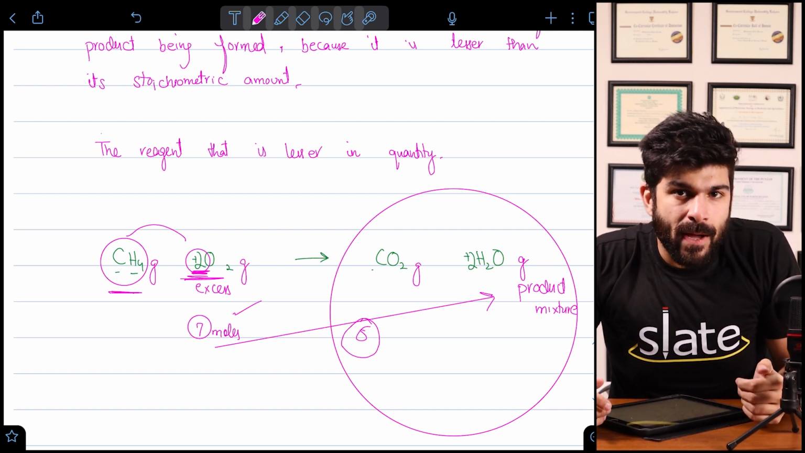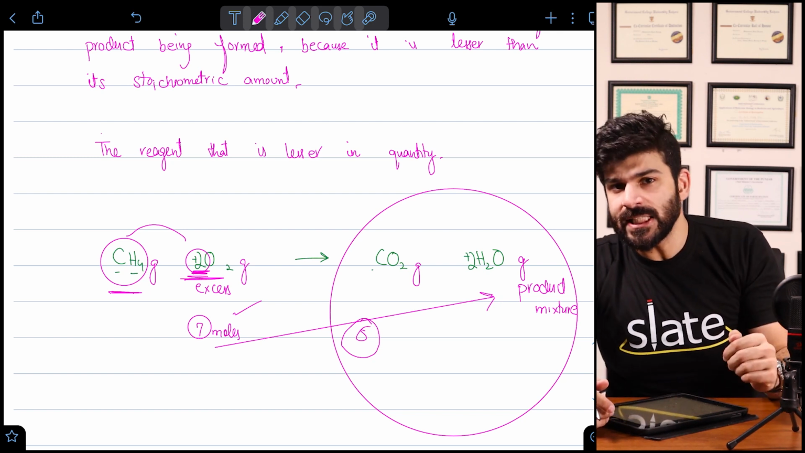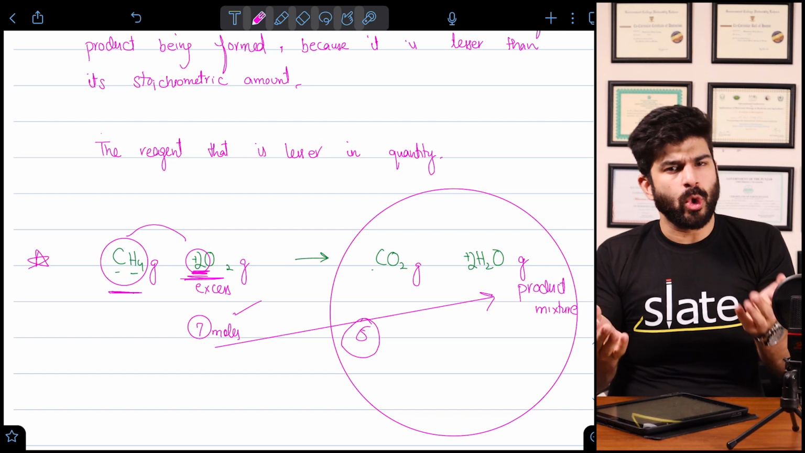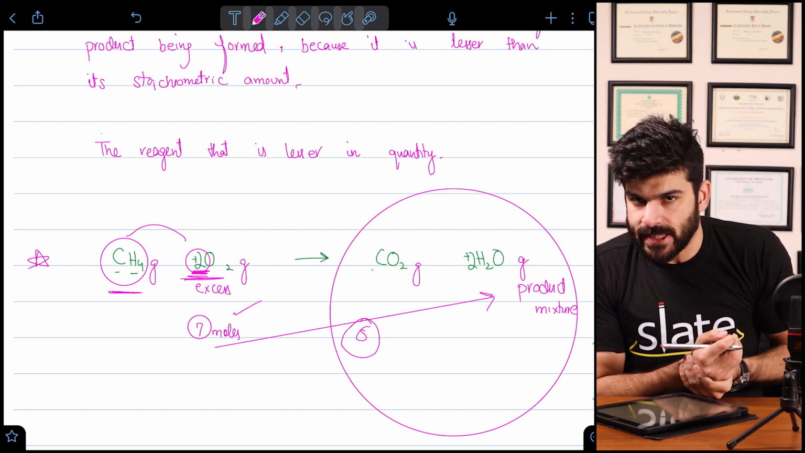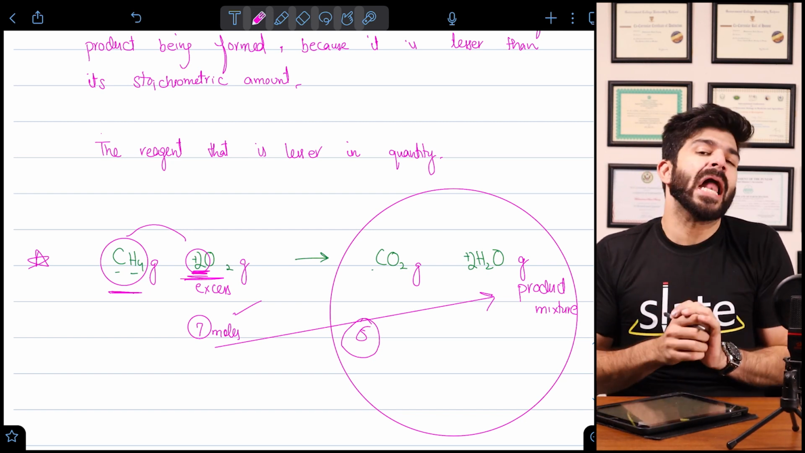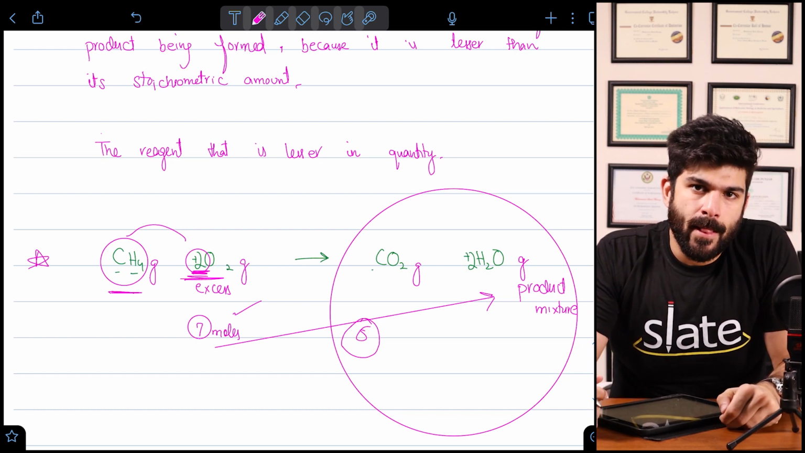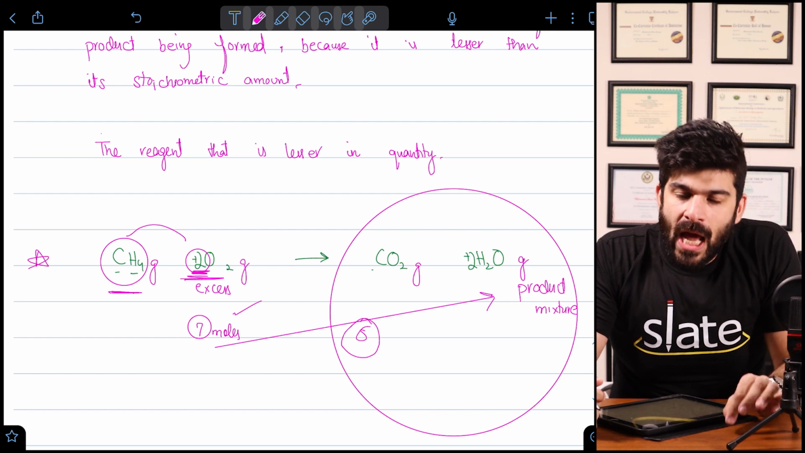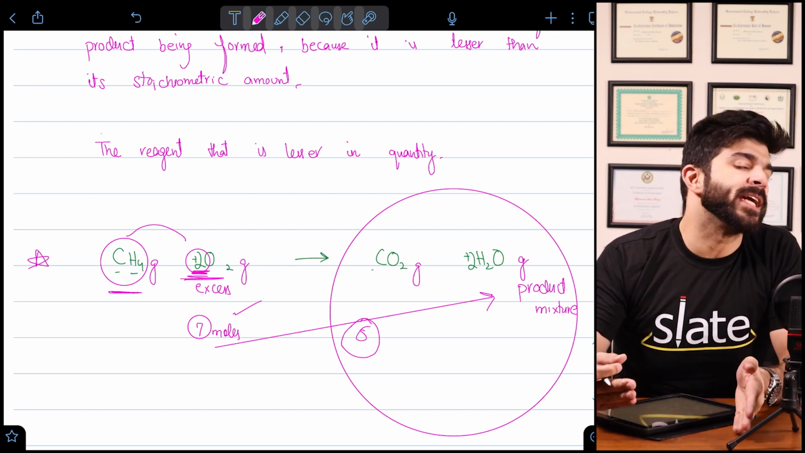How to calculate them? How to find out which one is an excess, which one is a limiting? Because this is a normal example. We know for sure that oxygen is mostly in excess. But how do we calculate that in a question? We use molar ratio. Here, we will have to calculate the moles of both the entities.